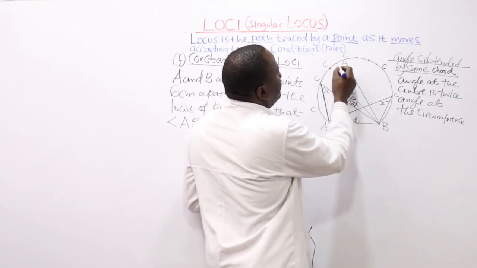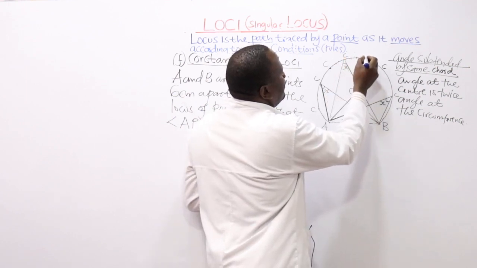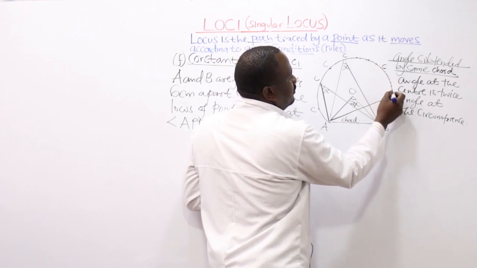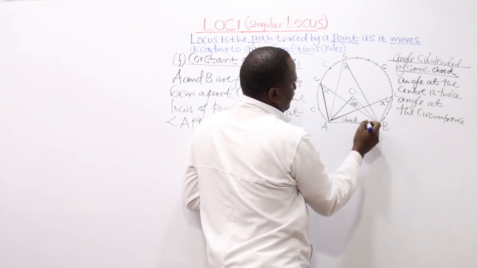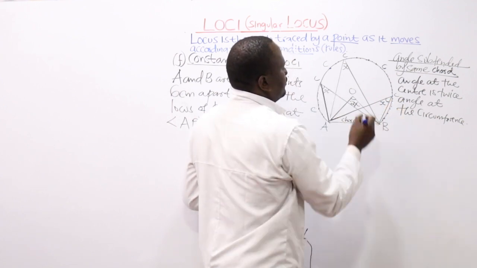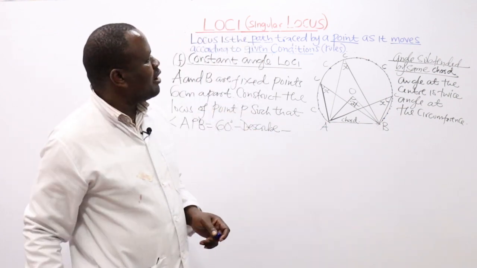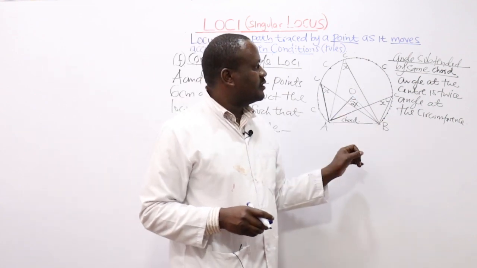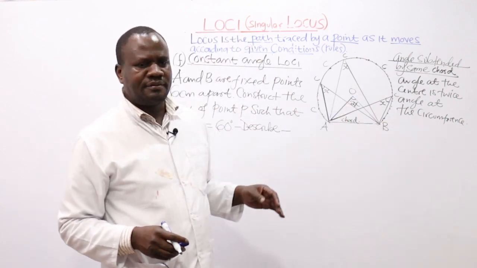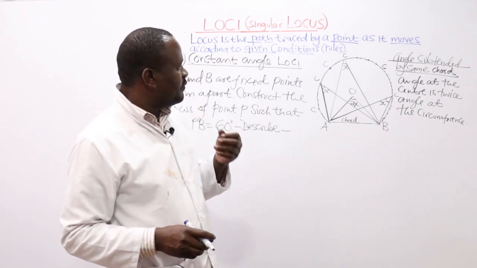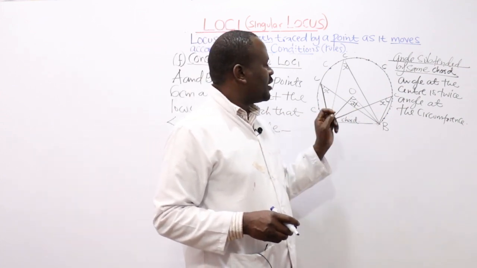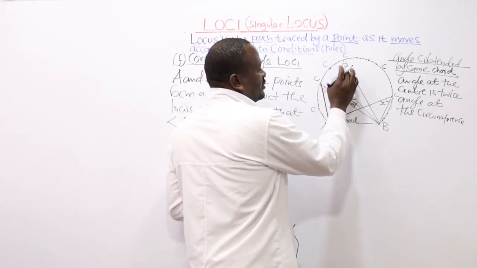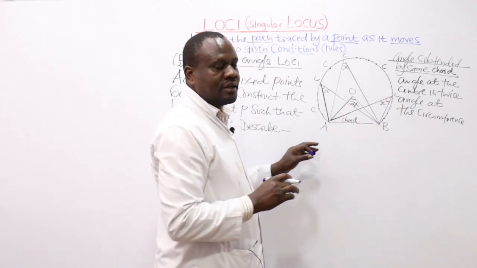So it could be here, here. So what it forms is what we call locus, loci. It's called the constant angle loci. So the angle can be anywhere along that circumference. The path it forms is the loci, because there are so many. So if this is x, this is 2x, and all these angles are x. If this is 60, 60, 60, this has to be 120.